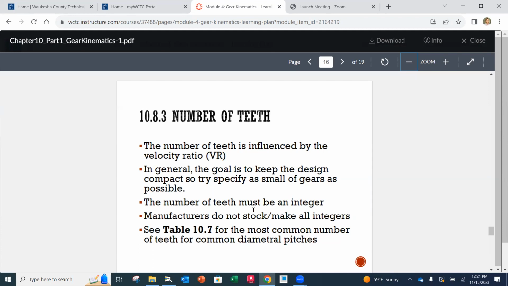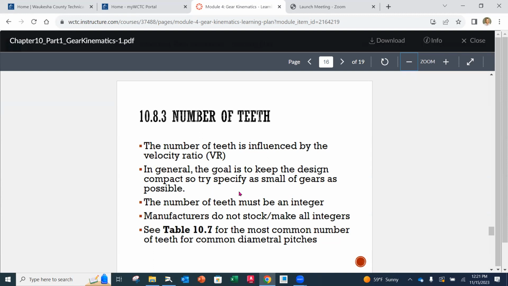The number of teeth must be an integer, okay? So we can't have a half of a tooth, for instance, on a gear, all right? And then also in general, the goal is to keep the design compact, to try to specify as small of gears as possible.